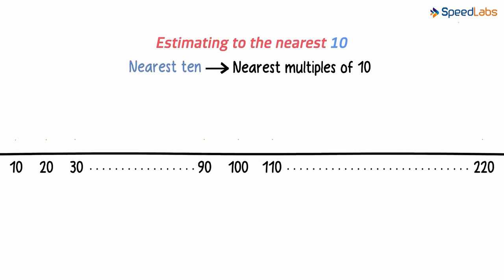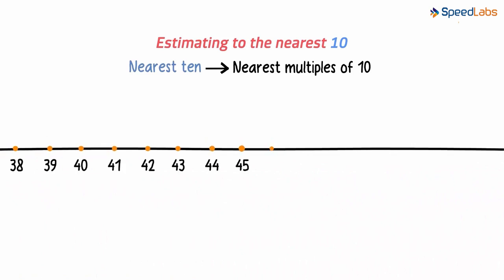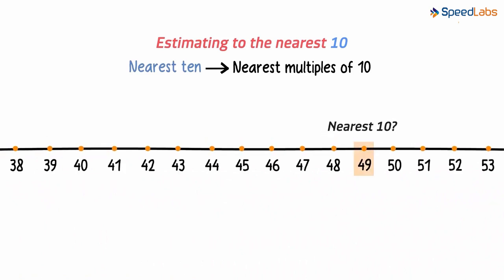Okay, let us understand this with the help of an example. Let's round off the number 49 to the nearest 10. What is the multiple of 10 which is nearest to 49? Yes, it's 50. So we can say that 50 is a good estimation of 49 to the nearest 10. What about 48? Which multiple of 10 is nearest to 48? It's 50 again. Similarly, 50 is a round figure of 47 as well as 46 to the nearest 10.